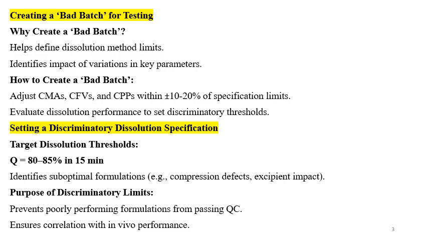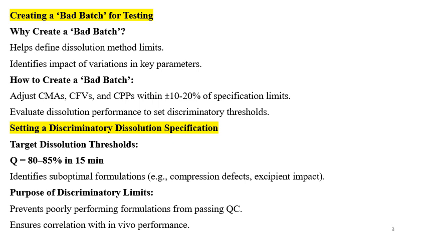You can change the CMS like particle size of the API. You can change the formulation variables like disintegrant concentration, binder concentration. You can also change some process parameters like hardness, compression force within 10 to 20% of the specification limits. It should not be like that you are directly removing the disintegrant or you are changing the manufacturing process from wet granulation to dry granulation. So always understand that the meaningful changes should be there, and these changes are 10 to 20% of the specification limits. Evaluate the dissolution performance to set the discriminatory thresholds.